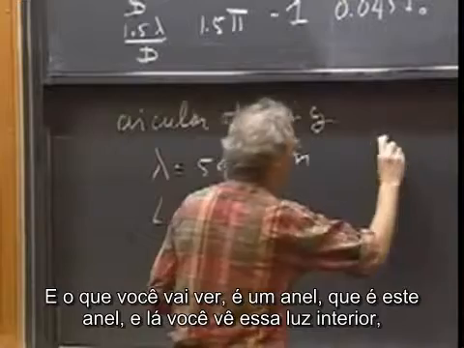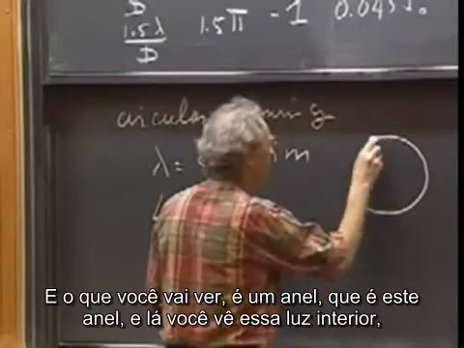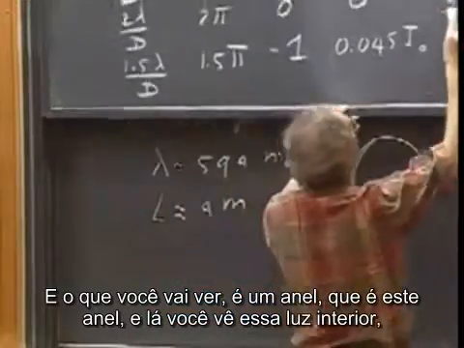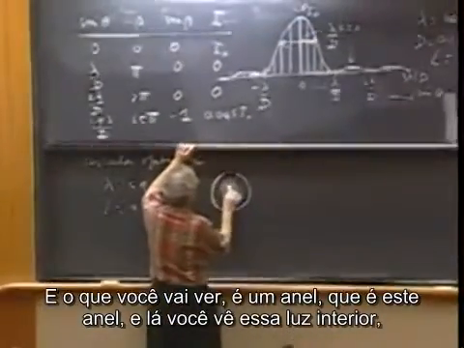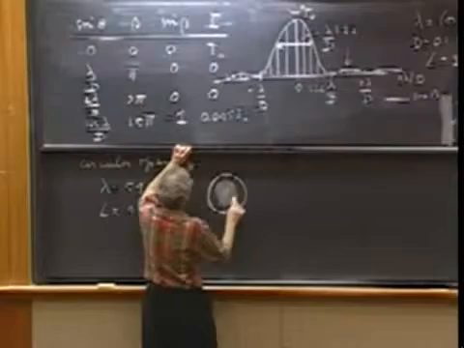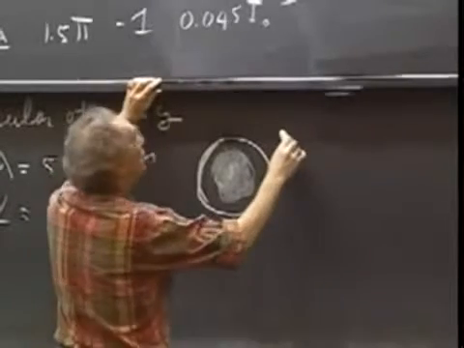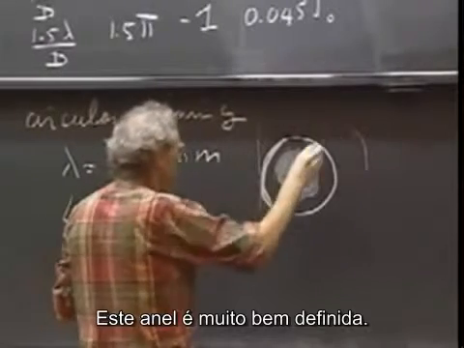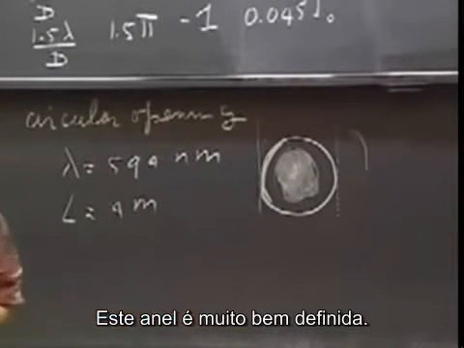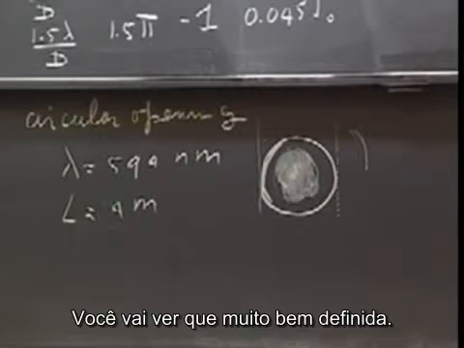And what you're going to see is a ring, which is this ring, and then you see this light inside, which is very difficult for me. This is the very high maximum, and then you will see more rings outside. This ring is quite well defined. You're going to see that very sharply defined.